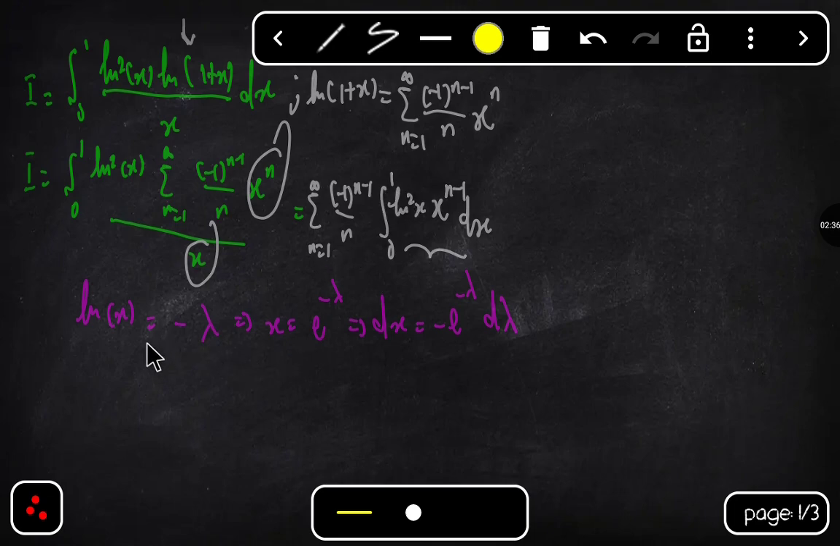So you check the limits. When x is 1, you're going to have 0. And when x is 0, you're going to have infinity. That is, if you substitute x to 0, that's going to give us infinity.